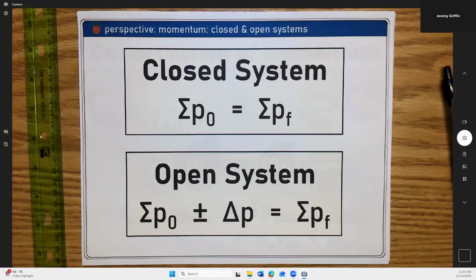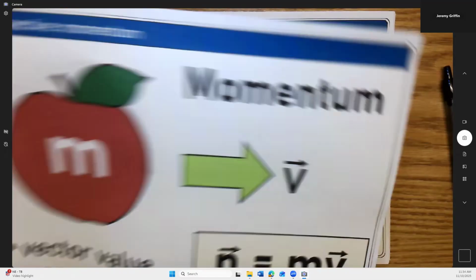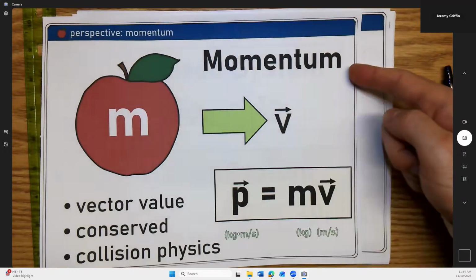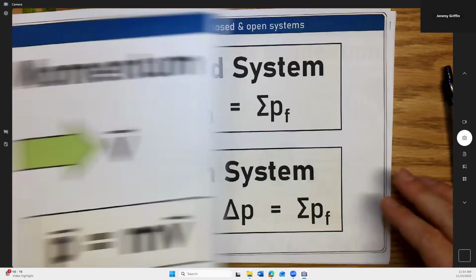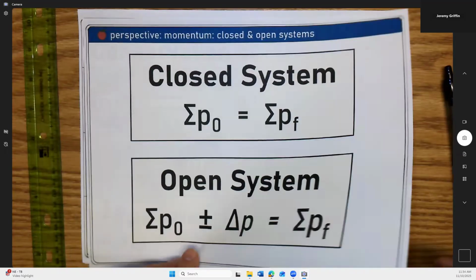Wait, what does p stand for? Guys, what does lowercase p stand for? Momentum. There you go. It was the product of mass and velocity. All right. So you guys good? Good. Now, thank you for momentum.